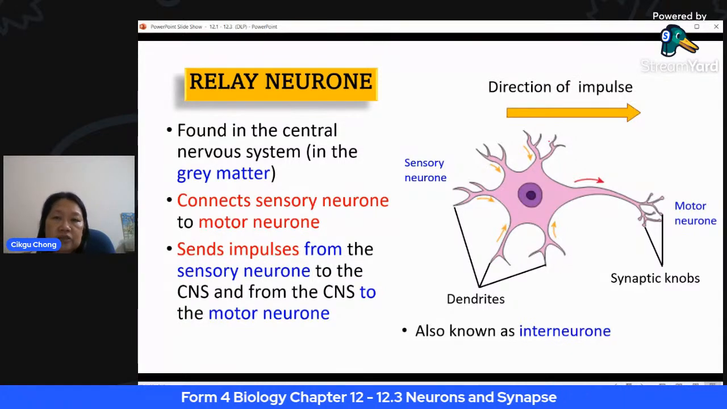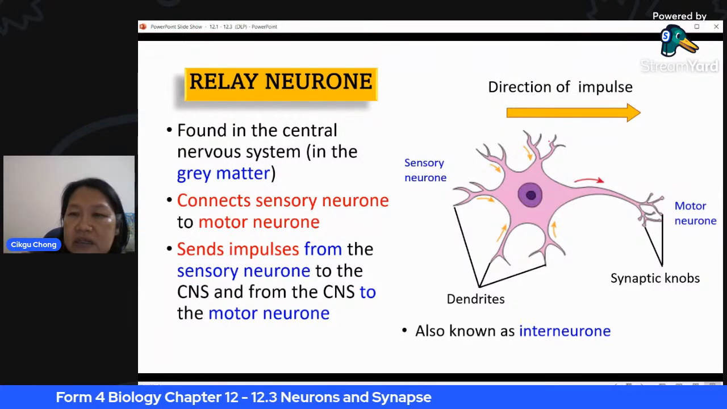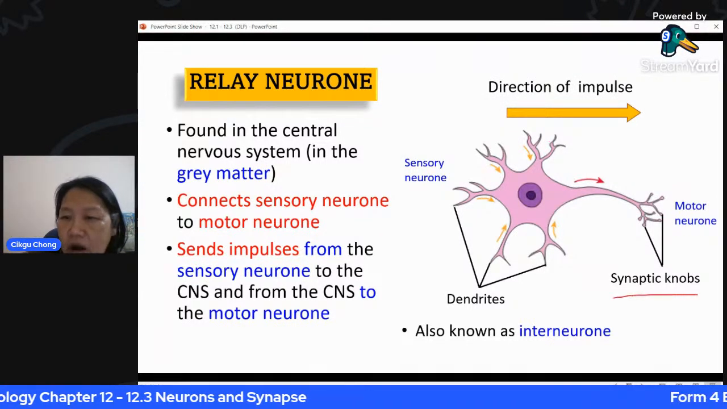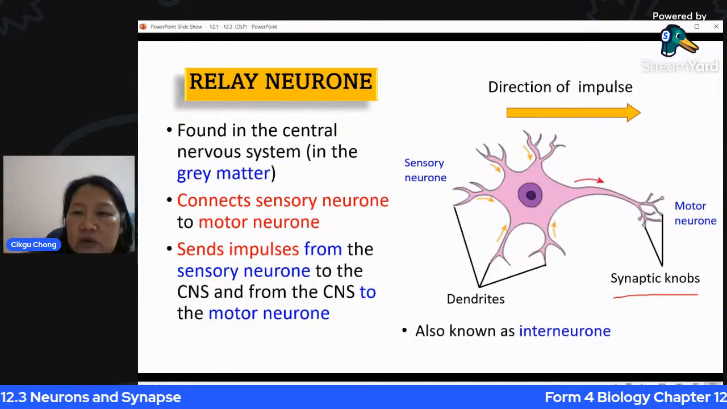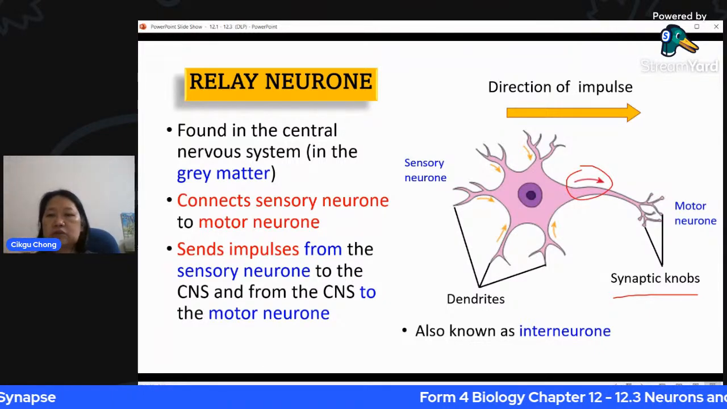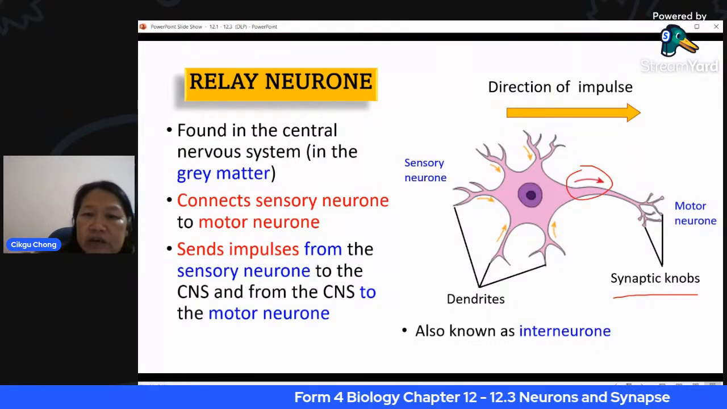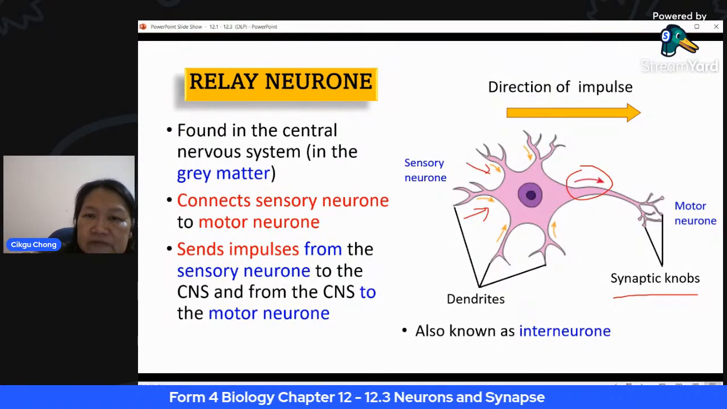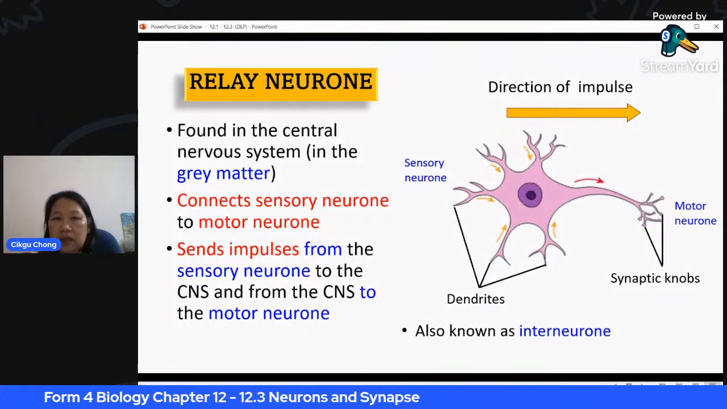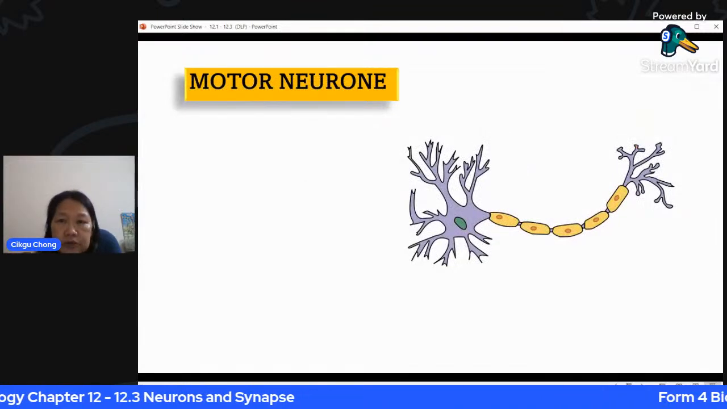So the direction of the impulse, you can see here this side is longer, and on the other side it is going out to the synaptic knot. The dendrite always receives the impulse. Okay, next one more, the motor neuron.